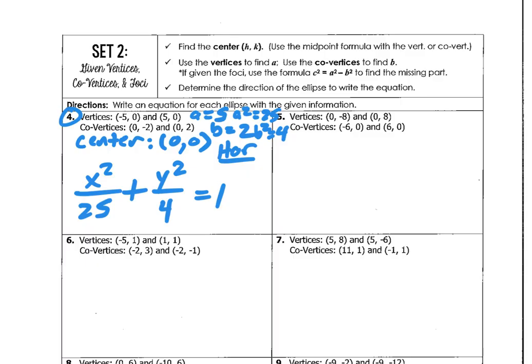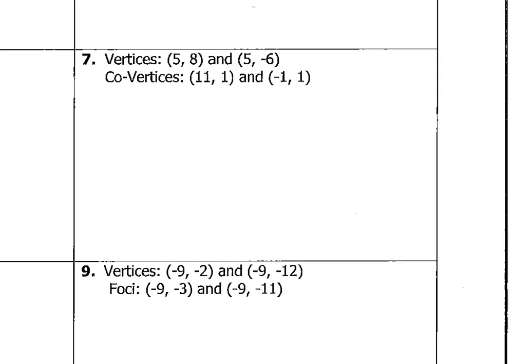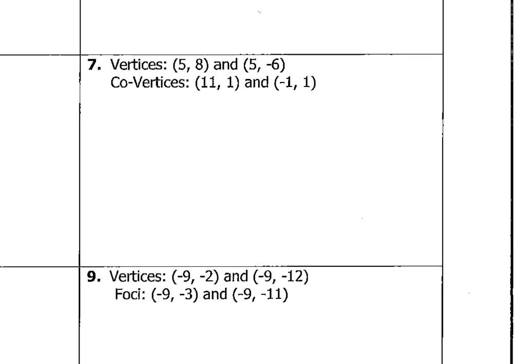All right, let's jump down to number 7. This would be one that I would say we would definitely want to use the midpoint formula for. I want to find the halfway point, and you can either do it for the vertices or you can do it for the co-vertices, because the midpoint of both of those is going to be the same. It's going to be my center, okay? But you don't have to do both. You just got to pick one or the other. And so I'm going to choose the vertices here.